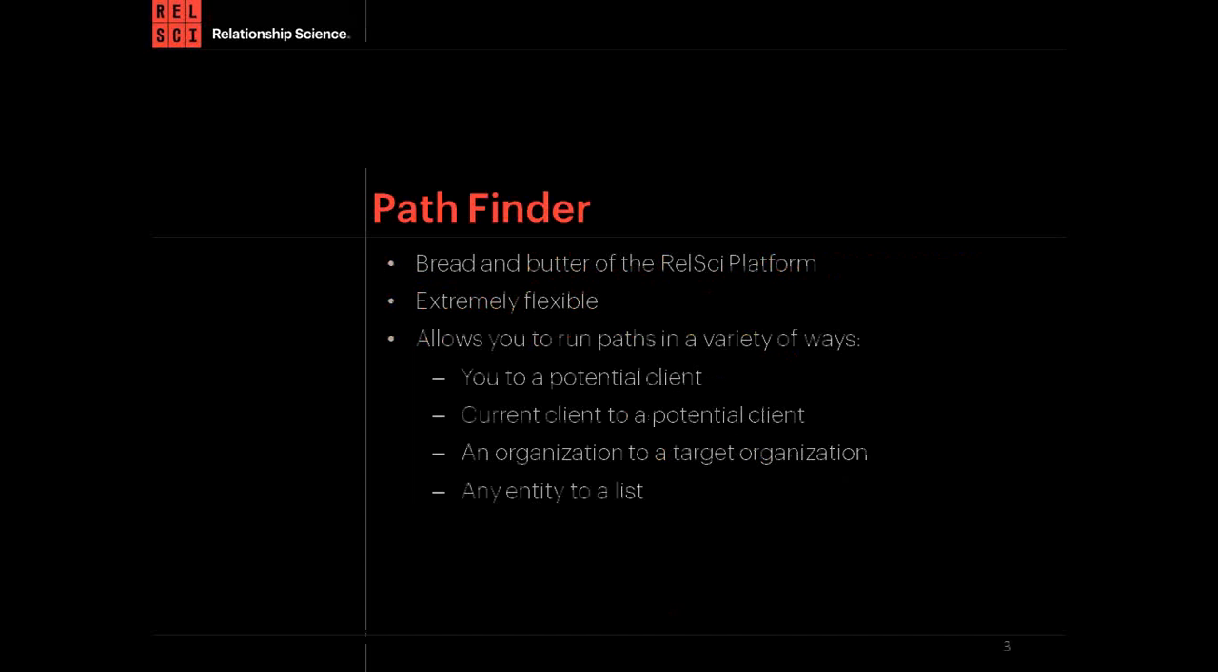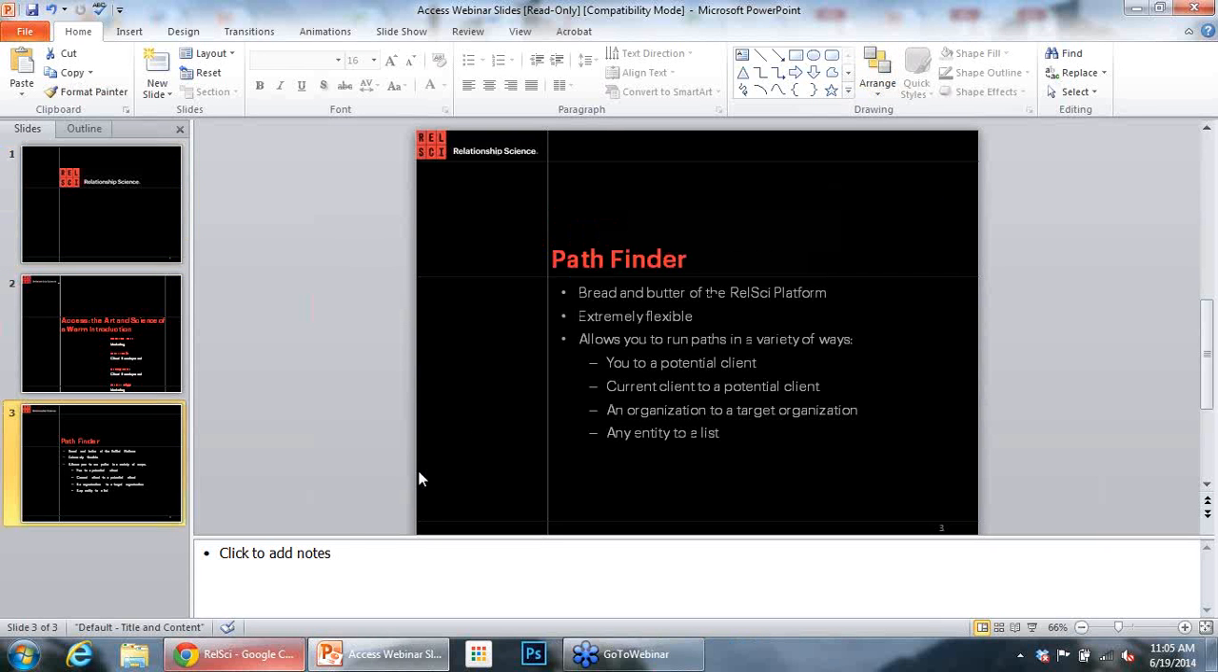As most of you know, the Pathfinder tool is the bread and butter of the RelSci platform. The tool is extremely flexible and allows you to run paths in a variety of ways so that you can see how people and organizations are connected. You can run paths from yourself to a potential donor, a current donor to a potential donor, or a corporate sponsor to a target organization. Additionally, you can run paths from a current list of donors or to a list of your top prospects. Now we're going to take a deep dive into the platform.